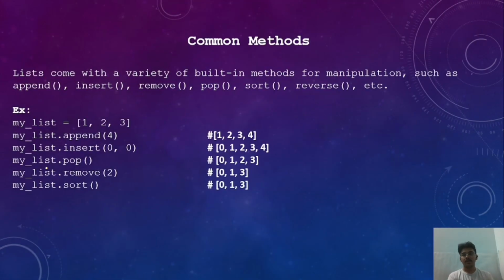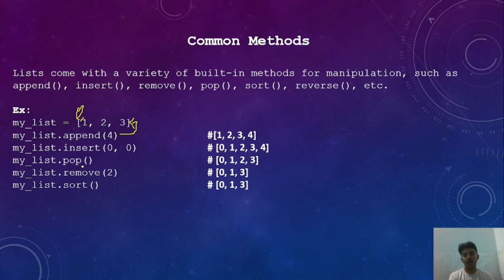Common methods. Lists come with a variety of built-in methods for manipulation, such as append, insert, remove, pop, sort and reverse. my_list equals 1, 2, 3. my_list.append(4) adds 4 to the end of the list as shown in the first slide. my_list.insert(0, 0) inserts 0 at the first index. So here it inserts 0 and then 1, 2 and 3.